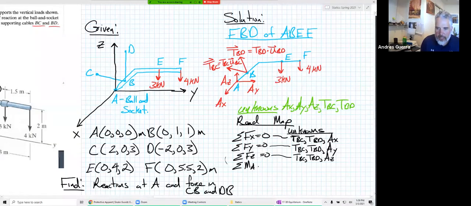And then we'll look at, well, what if we do this on the x-axis? If we sum moments on the x-axis, what are we going to have? We can see, well, is TBC going to cause a moment about the x-axis? As long as the line of action isn't going through the x-axis, it is going to cause a moment. So TBC would cause a moment. TBD, if the line of action is not going through the x-axis, will also cause a moment. So TBC and TBD will be our only 2 unknowns in that equation.